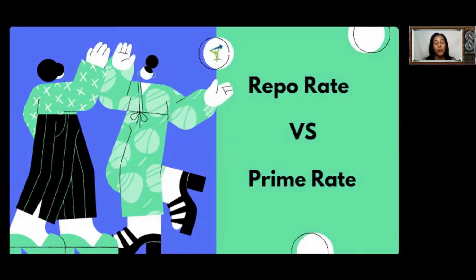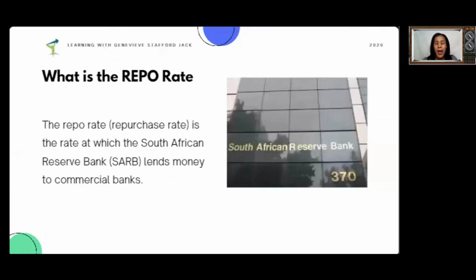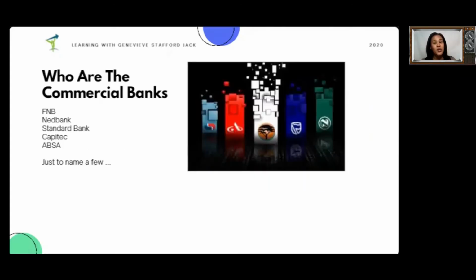We'll get straight into what the repo rate is versus what the bank rate is. So the repo rate versus the prime rate, which is the bank rate. So what is the repo rate? The repo rate, which is the repurchase rate, is the rate at which the South African Reserve Bank, which is SARB, lends money to commercial banks. Commercial banks are banks like FNB, Nedbank, Standard Bank, Capitec, ABSA, just to name a few that we are used to and would recognize.